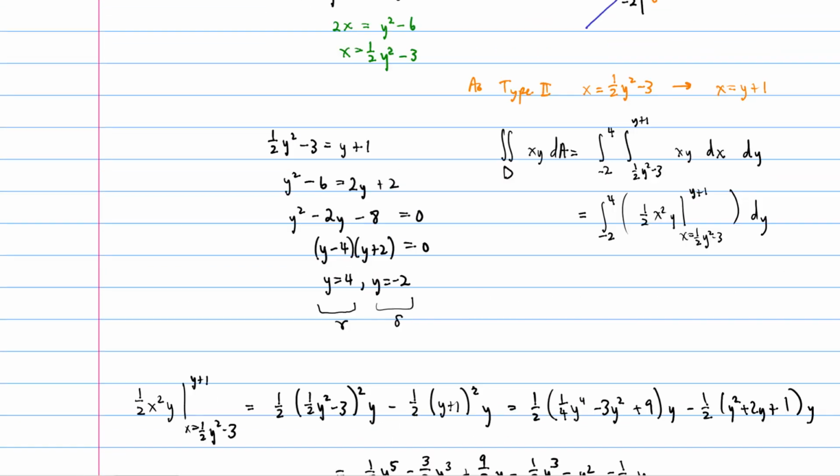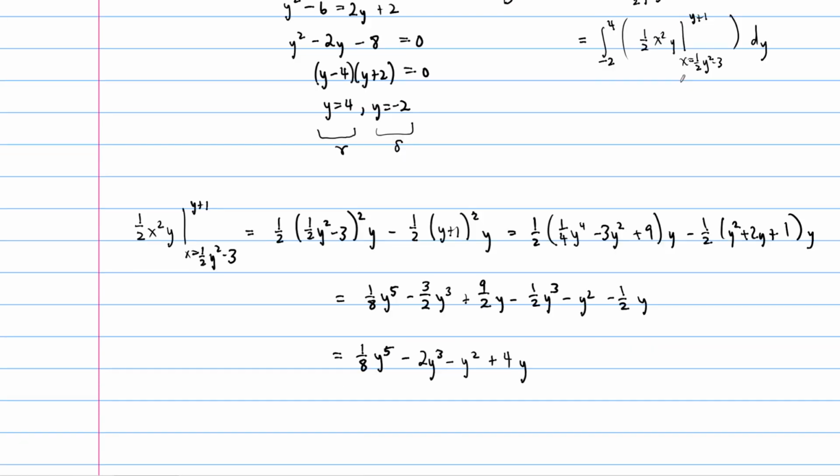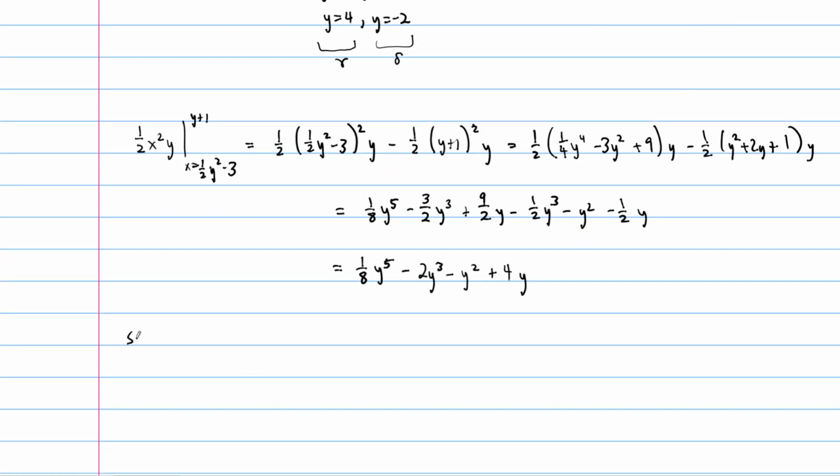So that's actually the most work we have to do, because now we plug that in to the y integral. So the answer to our double integral over D of xy dA is now going to be the integral from negative 2 to 4 of this function: 1/8 y to the 5th minus 2y cubed minus y squared plus 4y dy.